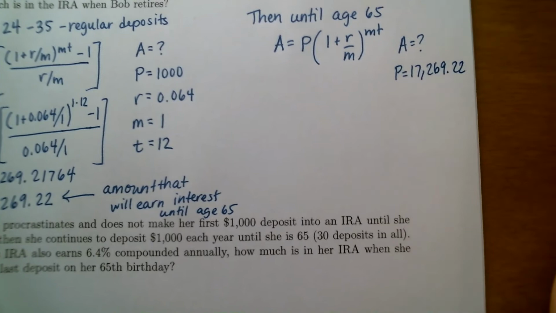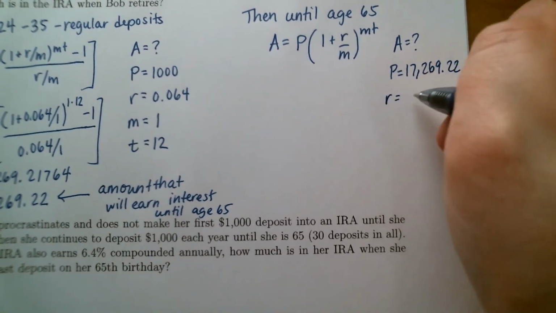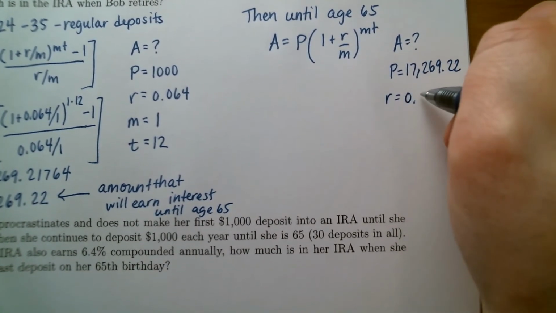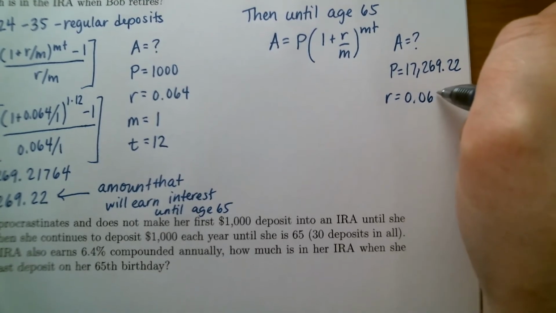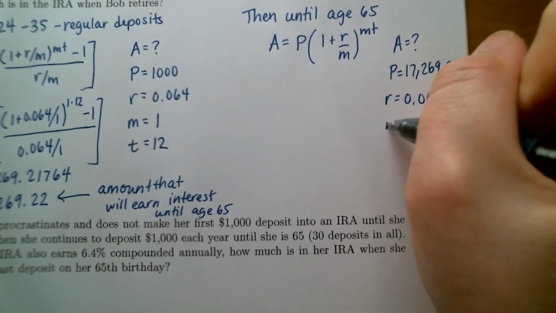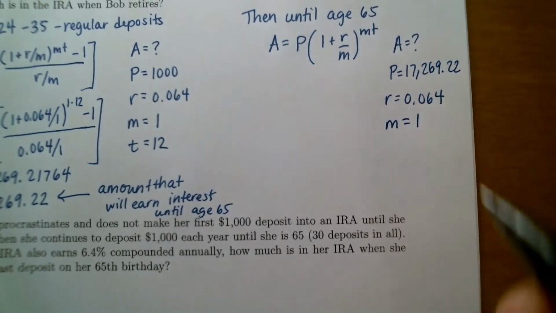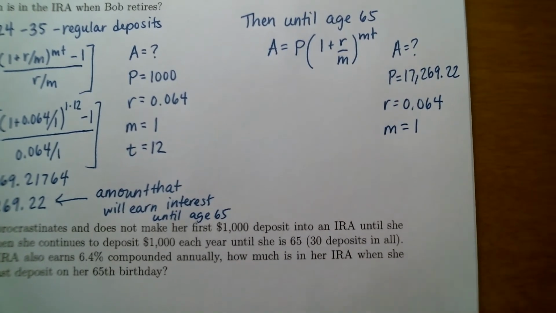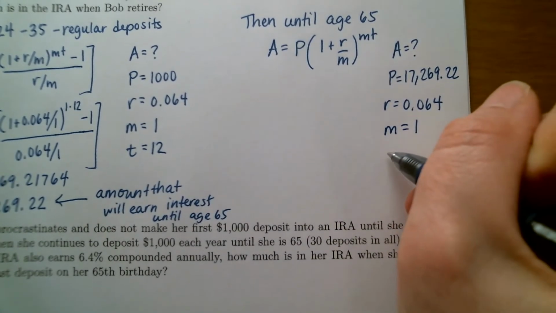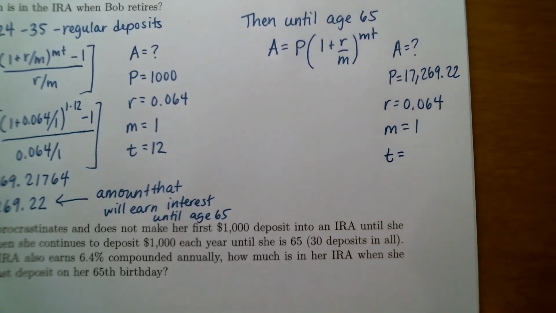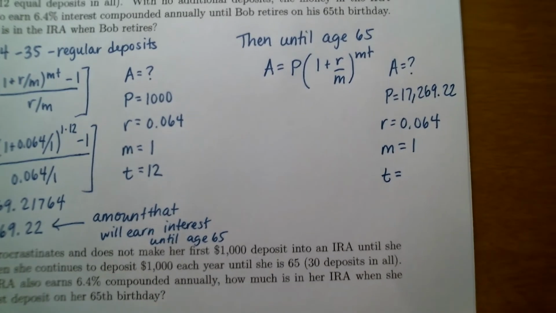And then the R value will remain the same. The M value will remain the same. Even though we don't have annual deposits, the interest is still compounded annually, so we still need an M value. And the time changes now. The money is going to sit there.